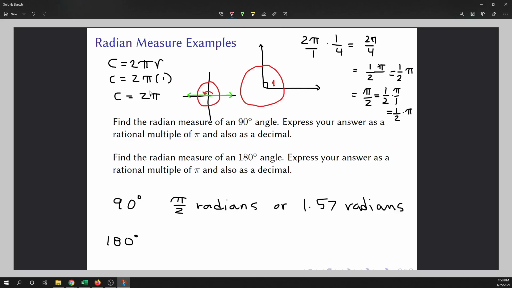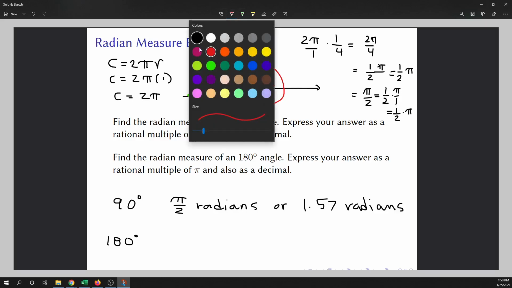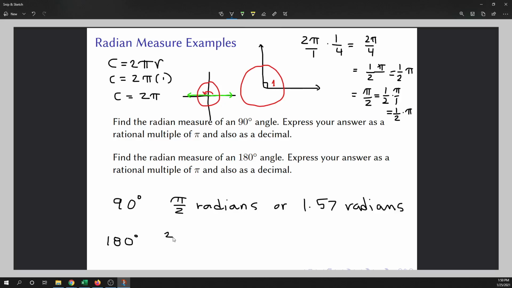We know that the distance all the way around is 2 pi. So for 180 degrees, we're going to take the distance all the way around and cut it in half. So we would divide by 2, so we get pi radians. These two cancel each other out. All right, and then as a decimal, that would be 3.14, if you plug that into your calculator, or just happen to remember what pi is as a decimal to 2 places.